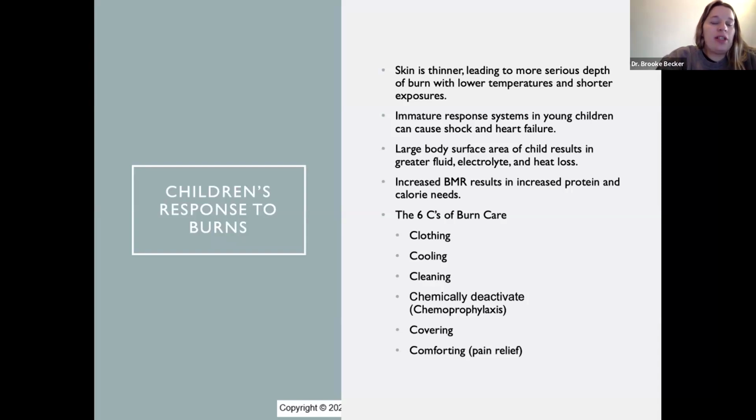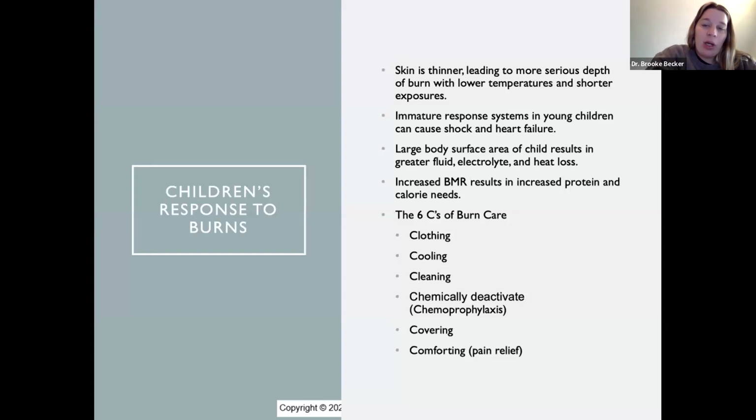Obviously, the larger the surface area the burn is covering, the more at risk they are for infection and heat loss, because they're not going to be able to thermoregulate in the area that's burned. They're also going to have more electrolyte and volume loss. Kids also have an increased metabolic rate, that's what the increased BMR is, so they'll need more protein and more calories than adults who have burns.